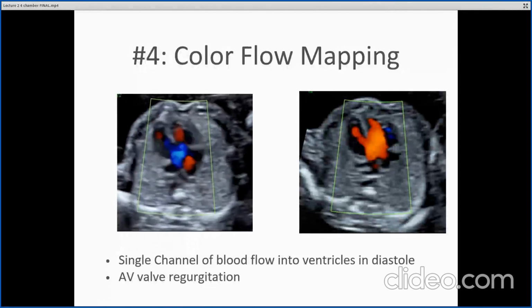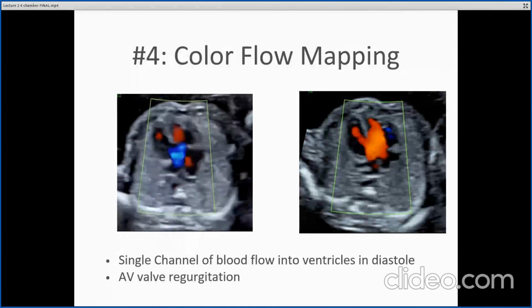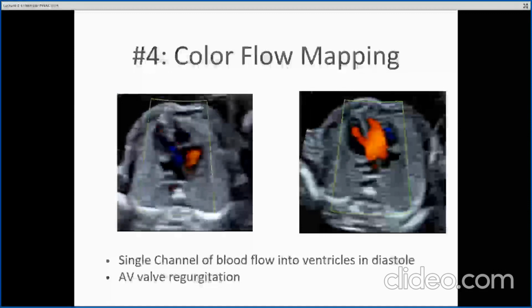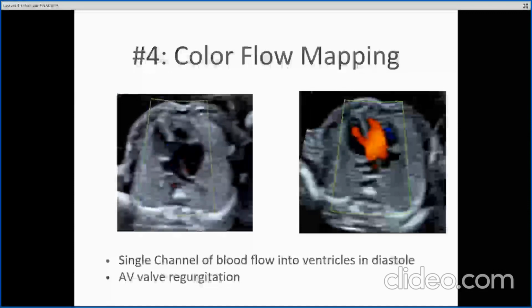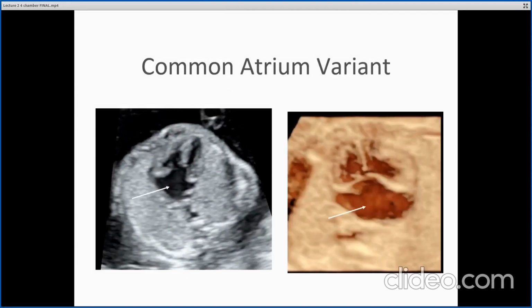So the three important features of AV septal defect are the loss of offsetting in the systolic frame, the large defect in the center of the heart in the diastolic frame, AV valve regurgitation, and the alteration in the AV length ratio. This is a variant of AV septal defect called the common atrium, where you see that there is no atrial septum at all. It's a single atrium.